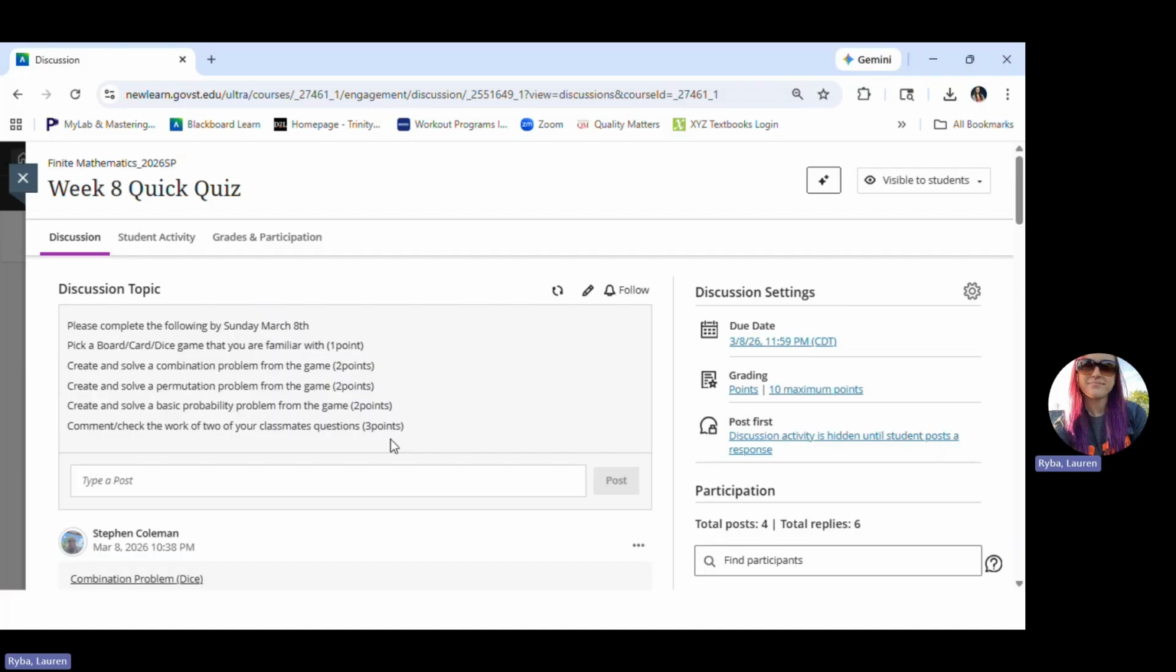Create and solve a permutation. Let's say I wanted those 5 cards in an exact order. I want to know how many orders I can pick 5 property cards. Well, that's going to be 28P5, solve it.